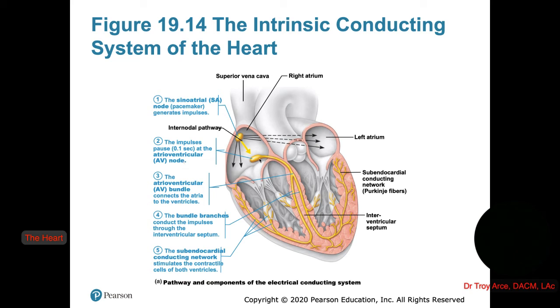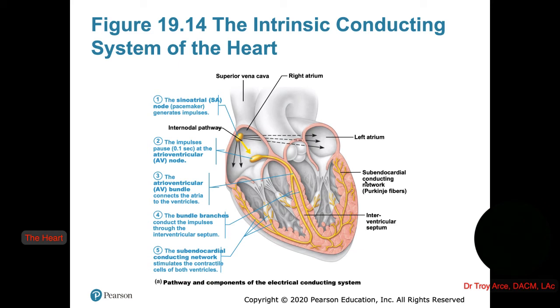Works its way down to the AV bundle, which is 3, and connects the atria to the ventricles. These bundle branches, the left and right bundle branches, conduct the impulses through the interventricular septum, this long septum here. As this moves its way around, the subendocardial conducting network stimulates contractile cells of both ventricles. And this is where you're finding your Purkinje fibers in your subendocardial conducting network.